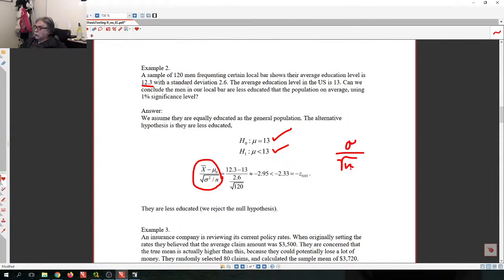Okay, 2.6. Well, that's not a population standard deviation. That's a sample standard deviation. So what am I doing here? Well, I am allowing that because I have a large sample, 120. So I'm allowed to replace the population standard deviation with the sample standard deviation. Substitution is okay, right? Only if you have a large sample.